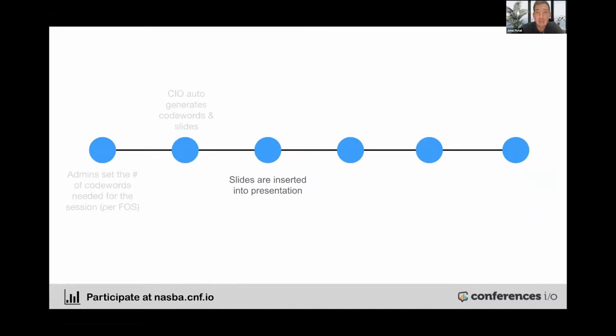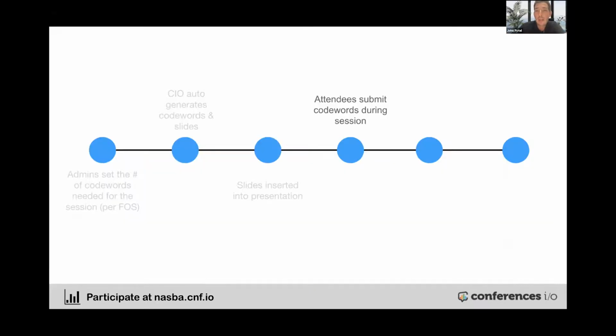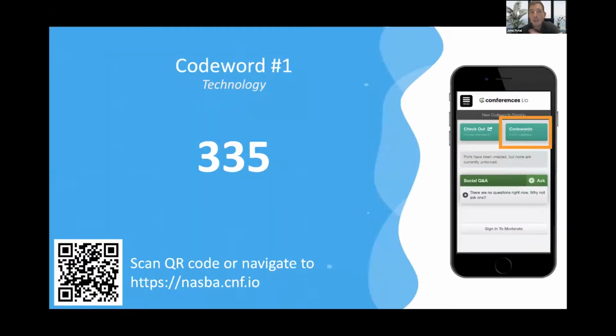And the only manual part of this process is getting those slides into the presentation. So, literally copying and pasting, dragging and dropping those into the presentation deck. And then once the code word slide shows up in the presentation, the attendees just click that little code words button. And this is an actual example. Feel free to play with this right now. If you click that little code words button on conferences.io and pop in 335, you can see how it works. It'll tell you if it was accepted or not.